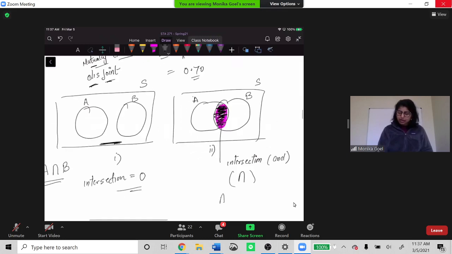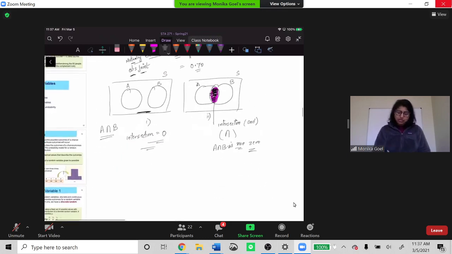And here, A intersection B again has some intersection, so once we have that information, we can say that it is non-zero. You will have some intersection when you are talking about overlapping events. Non-overlapping events have nothing in common, and if nothing is common, their intersection is 0. This brings us to our fourth rule, which is called the general addition rule.